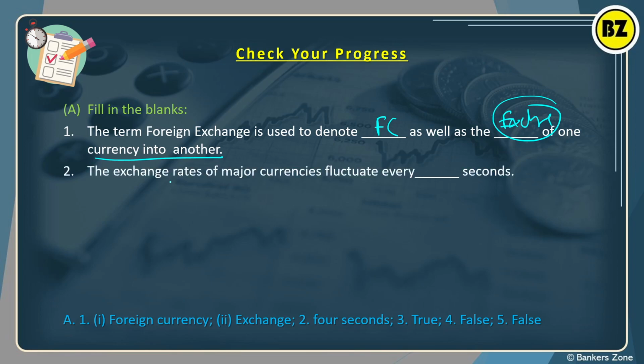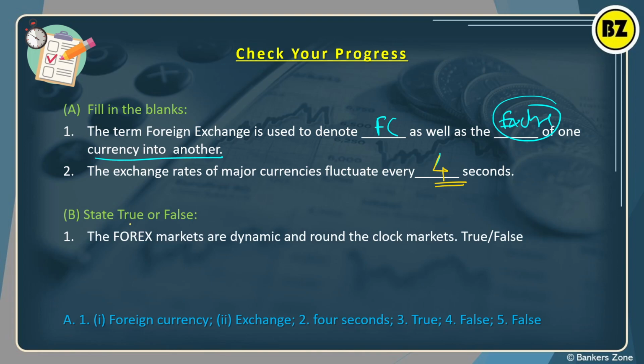Next, the exchange rate of a major currency fluctuates every how many seconds? Every 4 seconds the exchange rate fluctuates. Now, true or false? The forex markets are dynamic and round the clock market. Yes, it is dynamic and round the clock. It operates 24 hours, so it is a true statement.